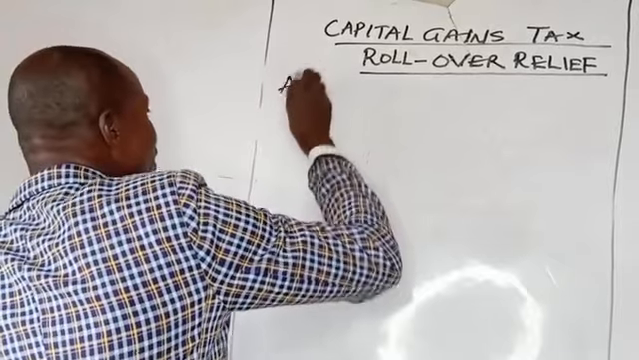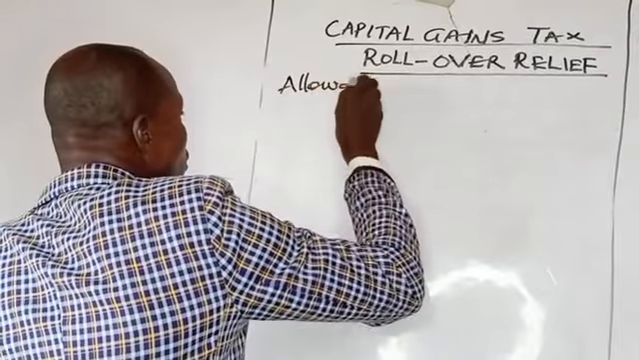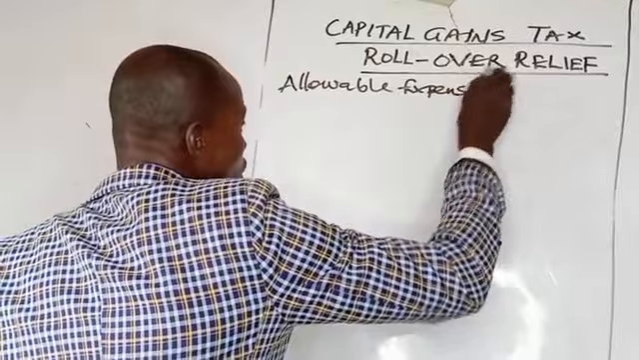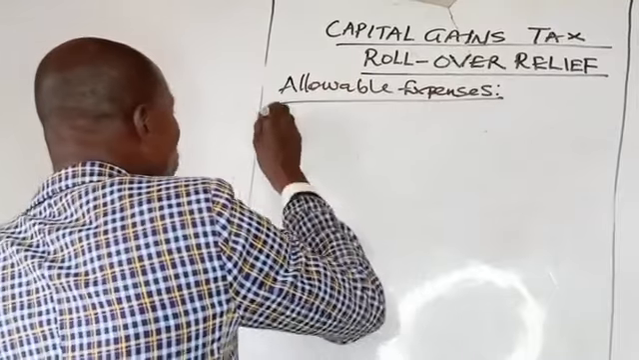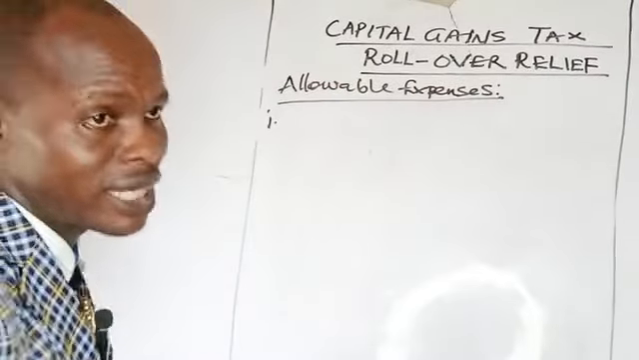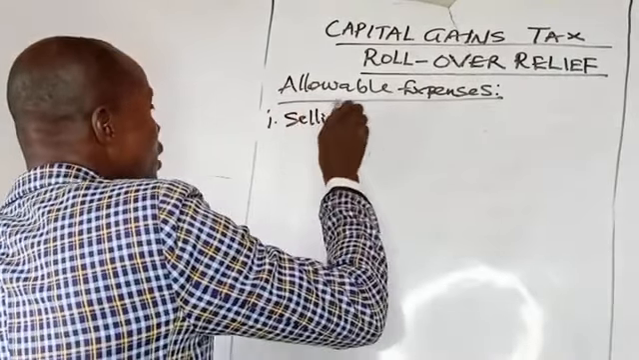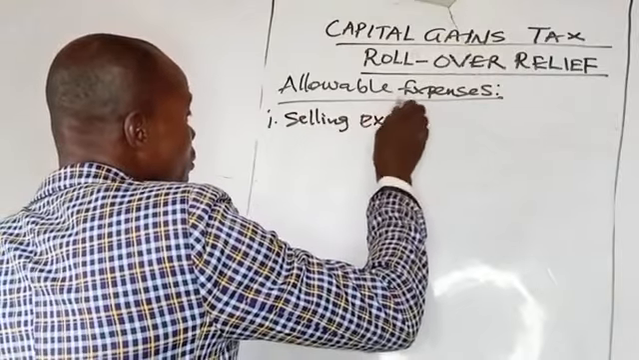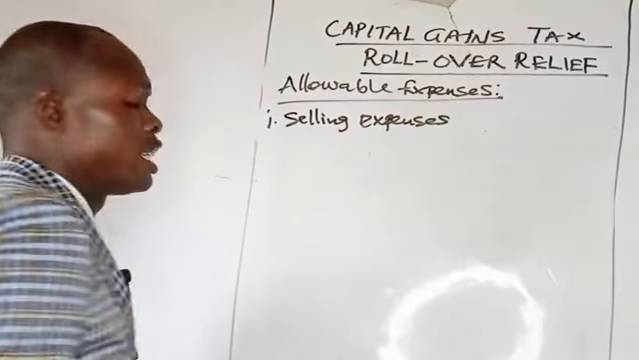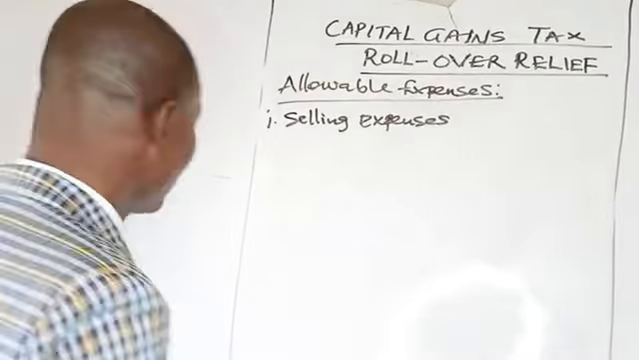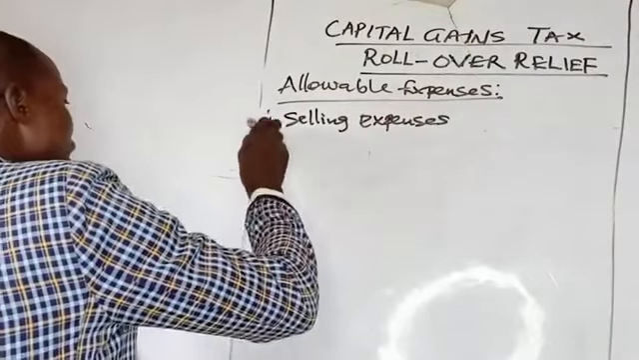Allowable expenses. Allowable expenses include, number 1, we have selling expenses, e.g., advertisement cost. So that is allowable in capital gains.